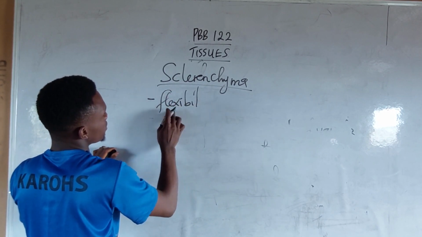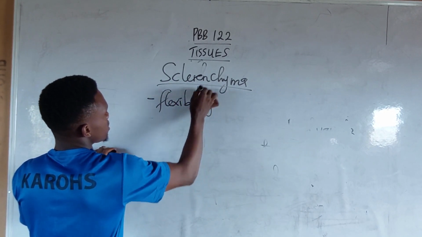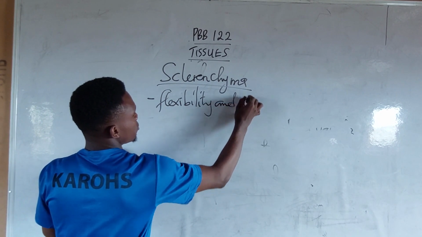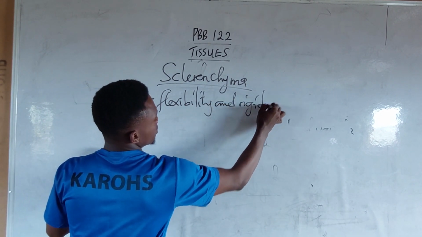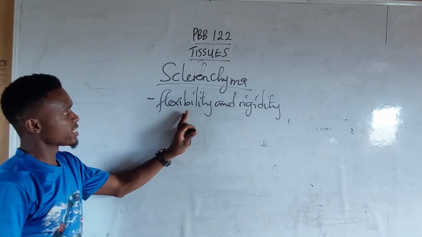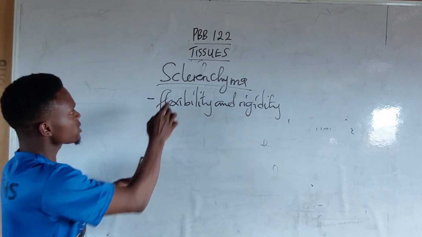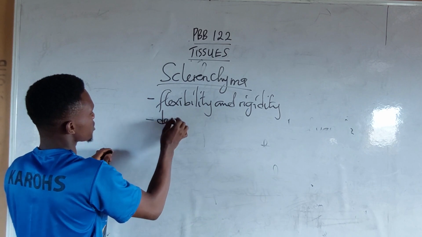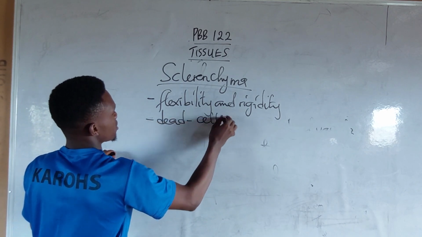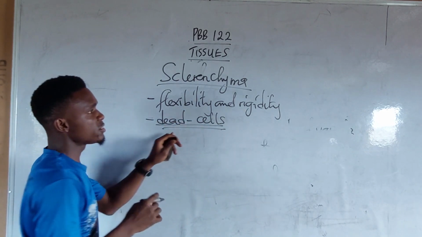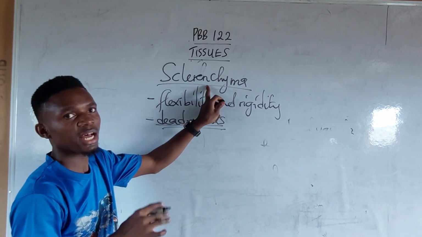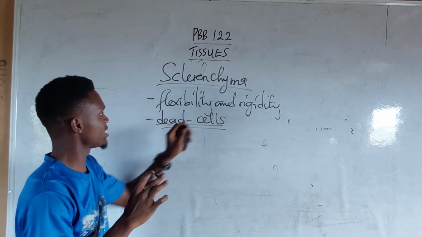Flexibility and rigidity. It provides flexibility and what? Rigidity. Take note of that. Now, this sclerenchyma is made up of dead cells. Please take note of that. The cells found in the sclerenchyma are what? Dead. They are dead.